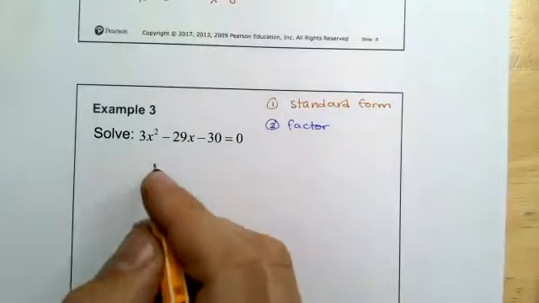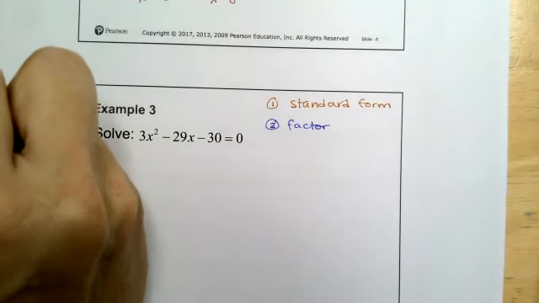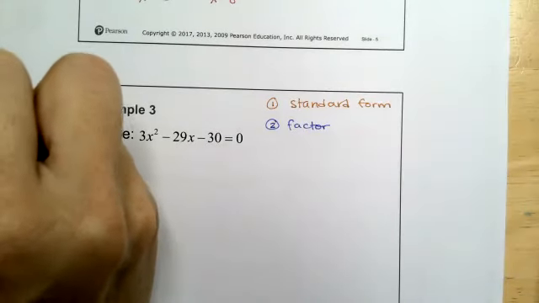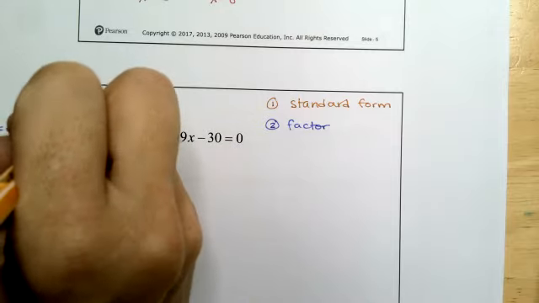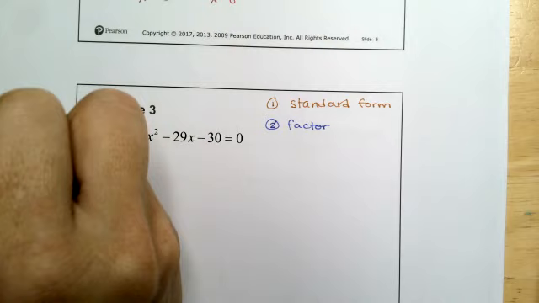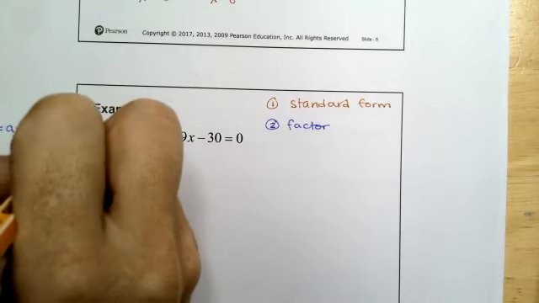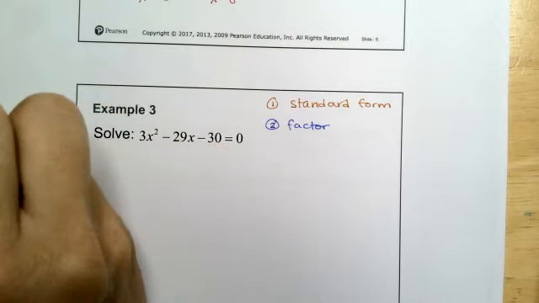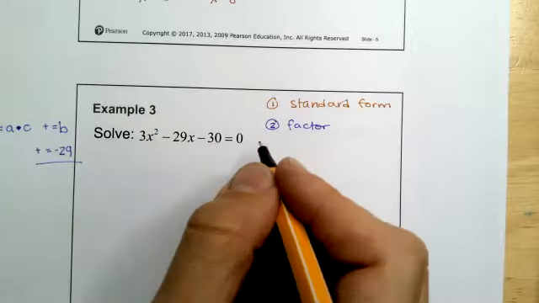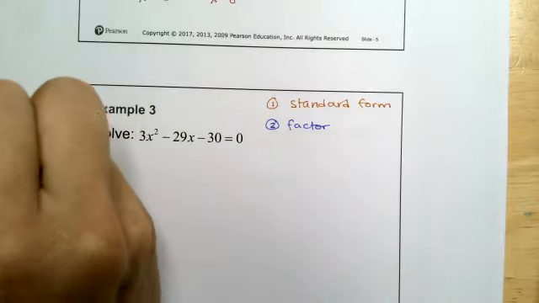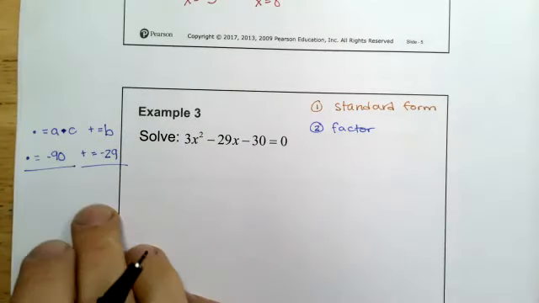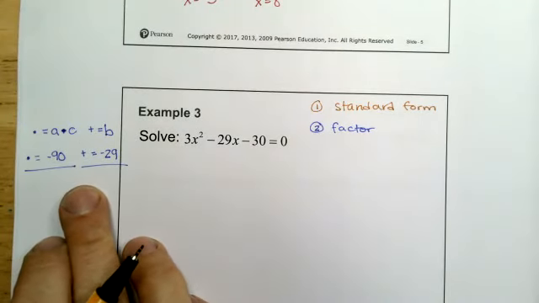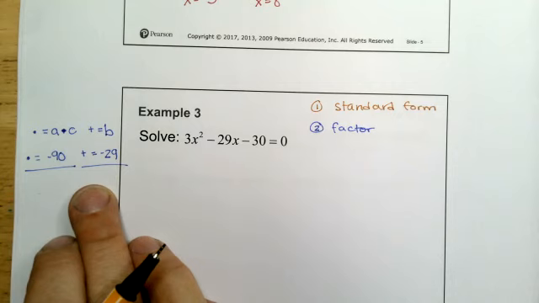And it looks like it's going to be a binomial, right? So we need to multiply it to equal a times c and add to equal b. B is a negative 29. And a times c is 3 times 30, so negative 90. Are there any numbers that multiply to equal negative 90 and that add to equal negative 29?